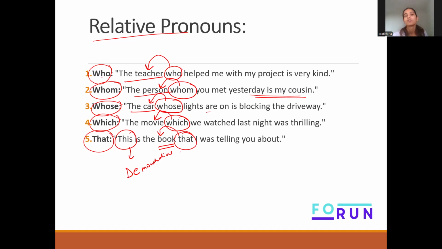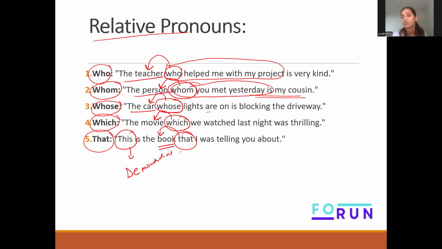Right? So the teacher who helped me with my project is very kind. The person whom you met yesterday is my cousin. The car whose lights are on is blocking the way. So this part is essentially giving some extra information, if you can look at it.